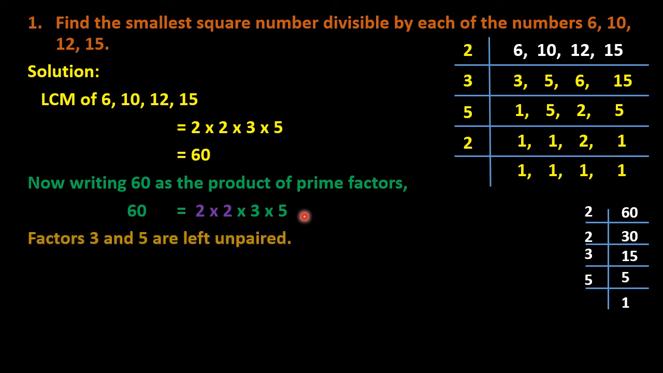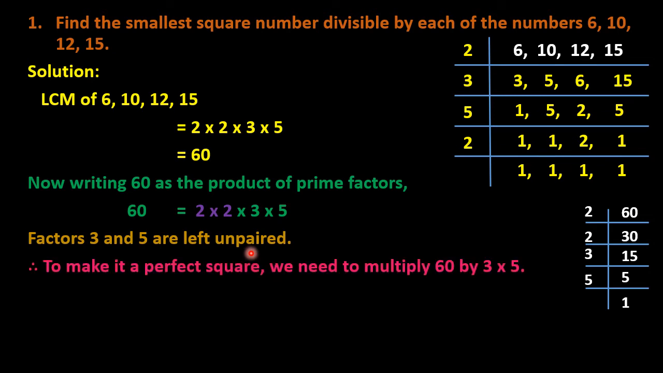From step 2, what we have seen is the factors 3 and 5 are left unpaired. To make 60 a perfect square, we need to multiply by the unpaired factors. So here we need to multiply 60 by 3 into 5 because 3 and 5 are both unpaired. After multiplying 60 with 3 into 5, we get 900. So this is our answer.